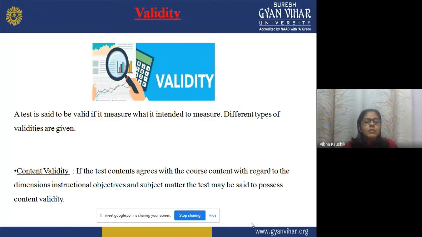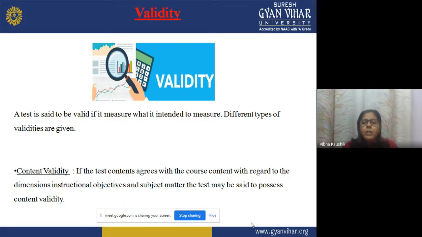Now the next is validity. Now, what is validity? A test is said to be valid if it measures what it intended to measure. Means when we are constructing a test, it should be such that it measures what it intended to measure. For example, you have constructed a test to measure the intelligence of the students. If that test is measuring the intelligence of the students, then only we will call it a valid test.